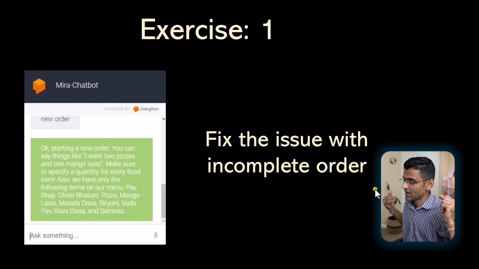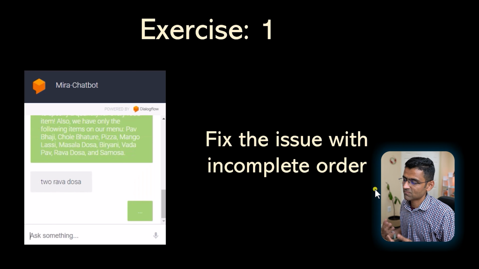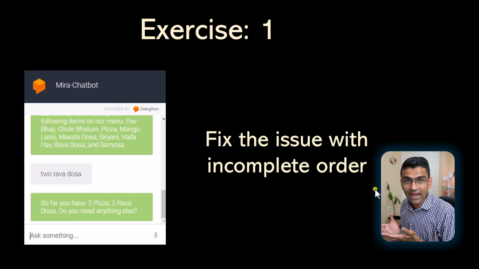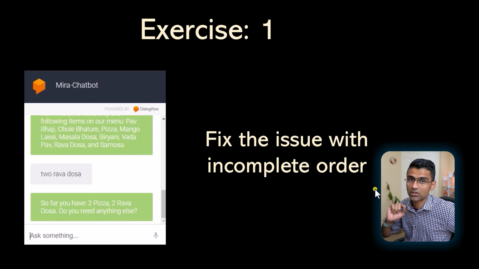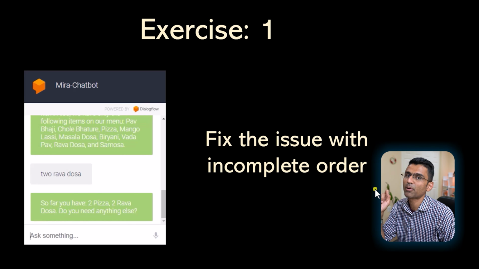Okay, now let's say I want rava dosa this time. So 2 rava dosa. Okay, look at that. That's a problem. I only ordered 2 rava dosa because it's a new order. Forget everything that I said before, but it is still remembering that you ordered 2 pizza in the previous iteration. This is a problem. Whenever someone says new order, you need to clean your cache. You need to clean your in-progress order dictionary. So that is one exercise that you have to work on.